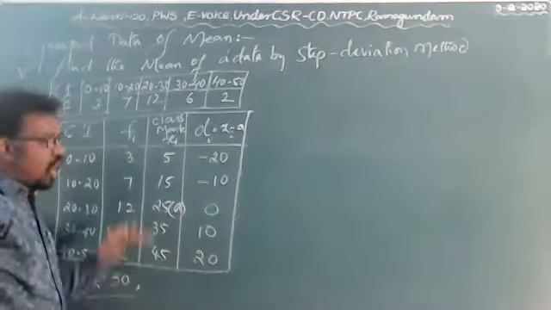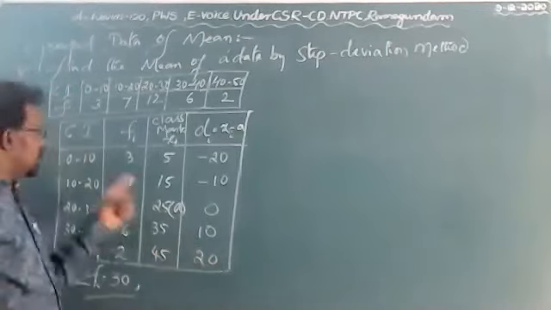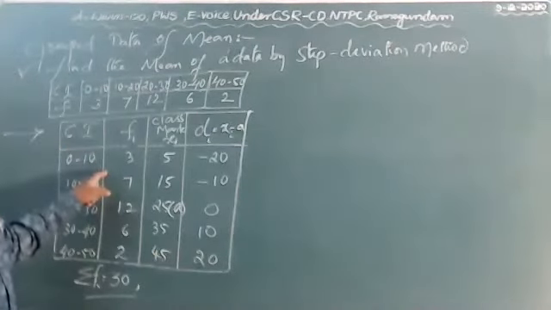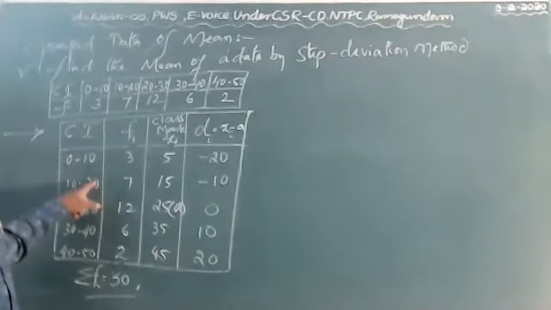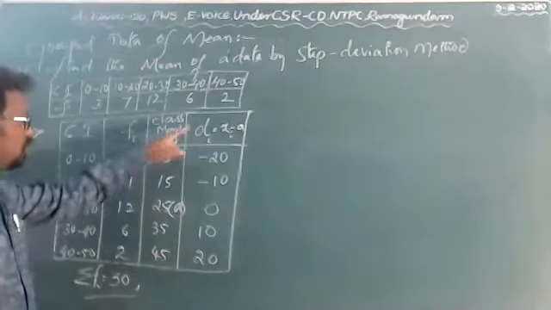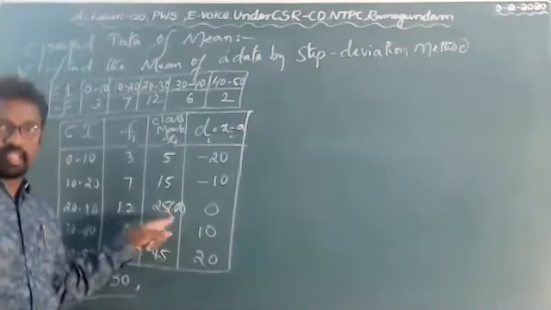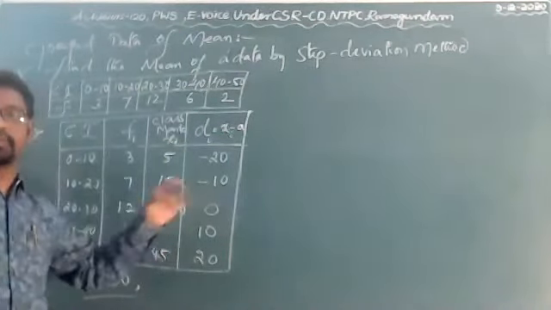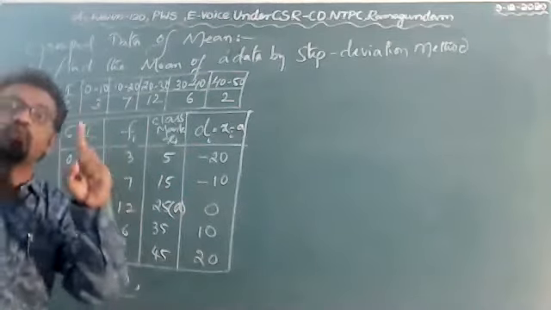Class mark is required. How will we find the class mark? The same method: average of the class limits, 0 plus 10 by 2. 10 plus 0 is 10, 10 by 2 is 5. Like that you will do. One more column is d, x minus a. Just now I said, step deviation means one more step will increase for us.